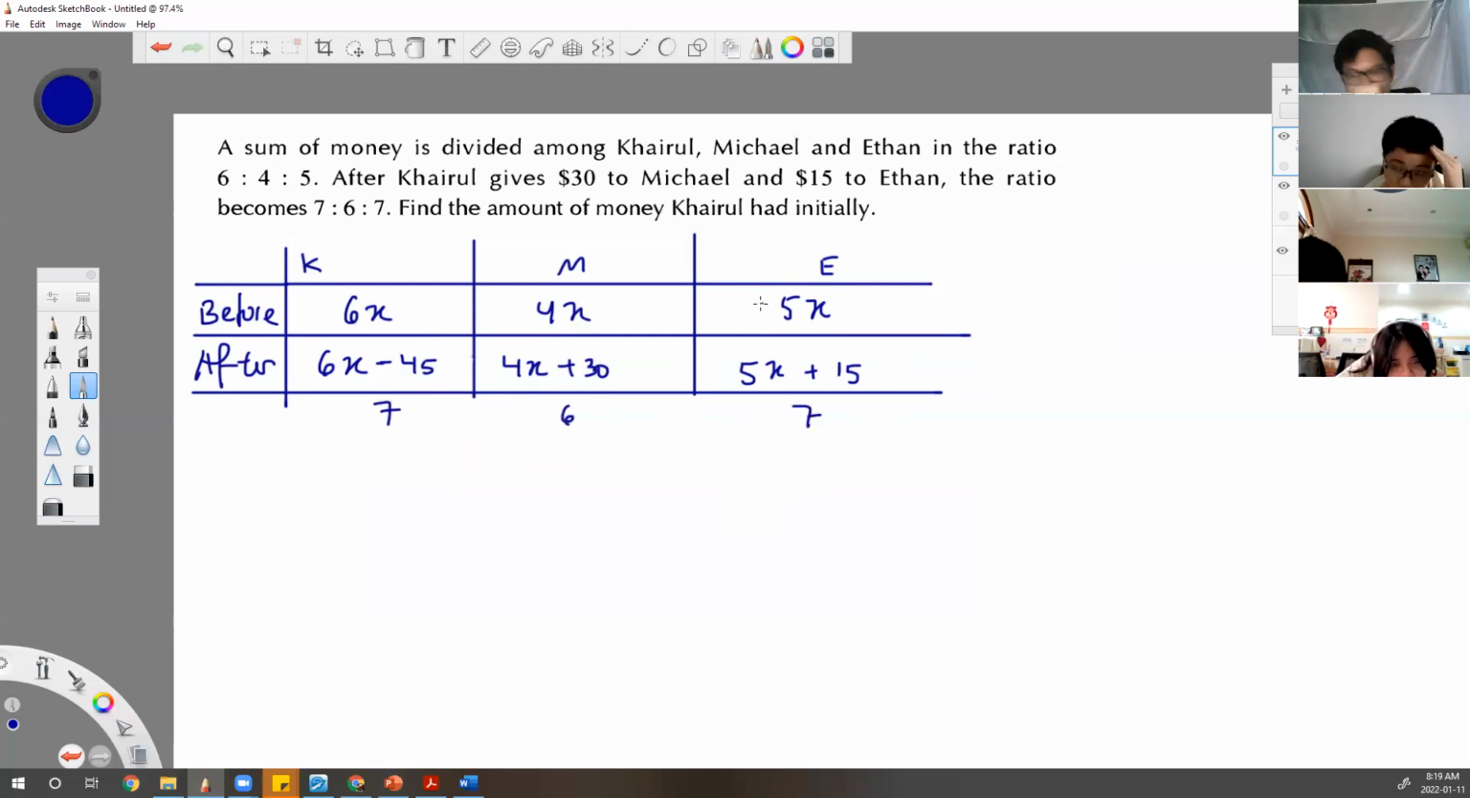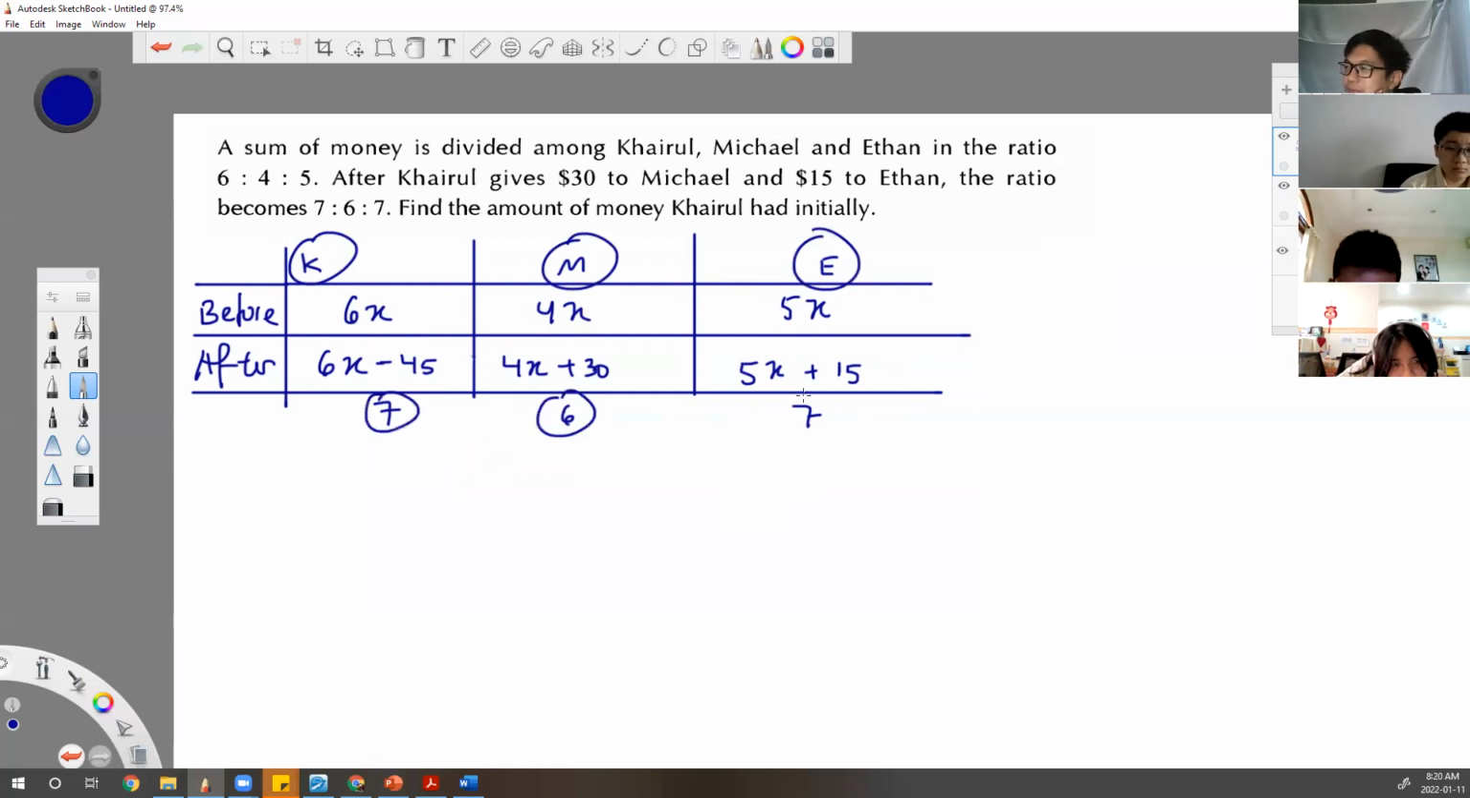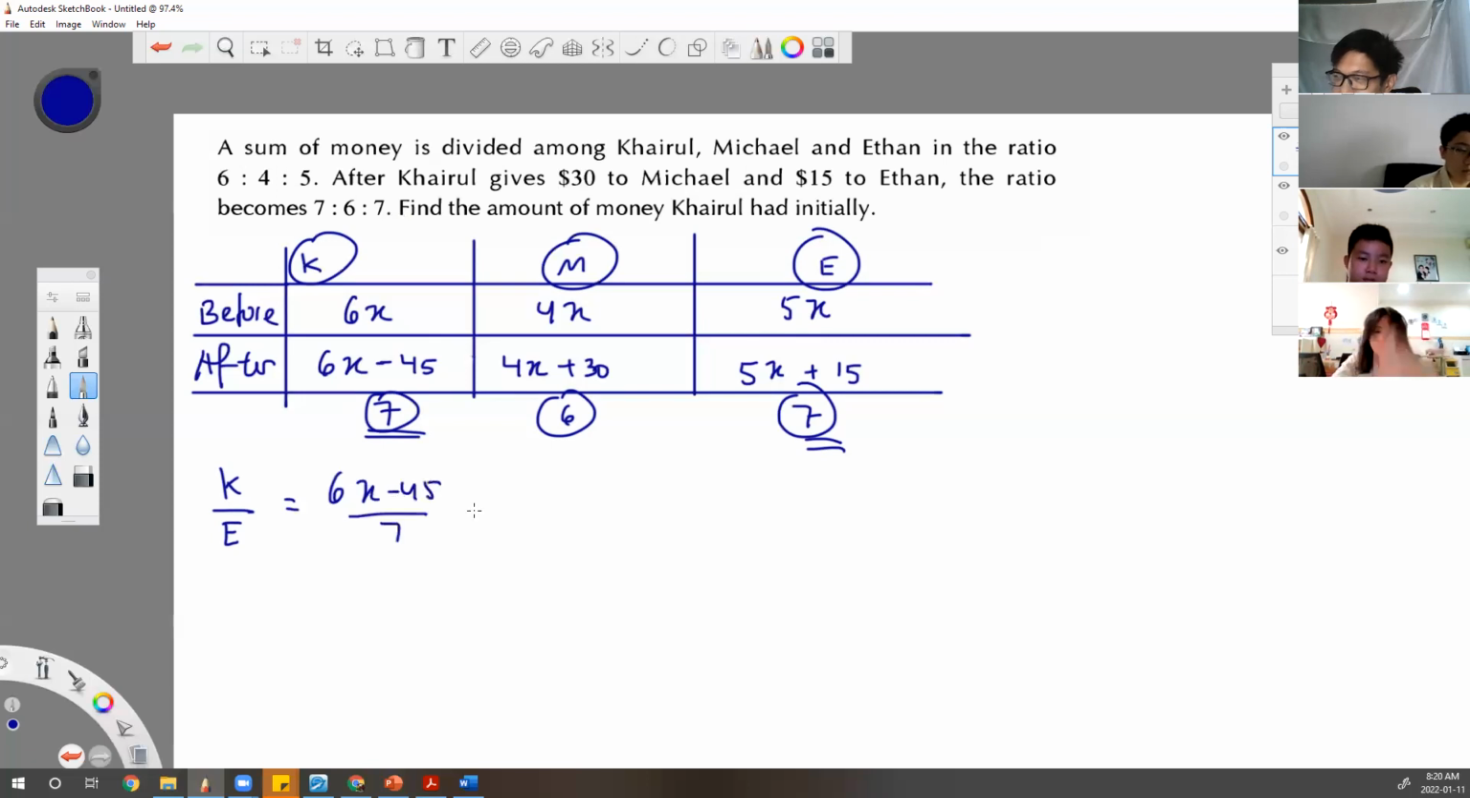Yuk sekarang pikir yang bener, yang mana yang lu bakal pakai? Khairul Michael, Khairul Ethan atau Michael Ethan? Yuk guys, yuk lihat angkanya aja. Mau pakai yang mana? Siapa sama siapa yang lu mau compare? Kalau gue sih compare-nya Khairul sama Ethan. Kenapa? Sama angkanya. 7 and 7. Coba ya. Jadi yang after kan berarti 6x minus 45 over 7 equals 5x plus 15 over 7.